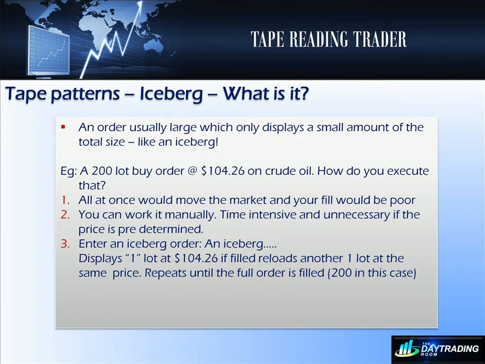So in our example, 200. So someone comes along and sells 5, it will do the 5, then it will load another one on. Someone comes along and does 199, it will do 199, keep reloading the one while it's being filled, then reload the last one. When the last one's filled, then it will lift off completely and you've got your 200.